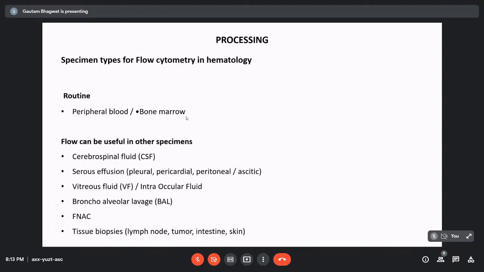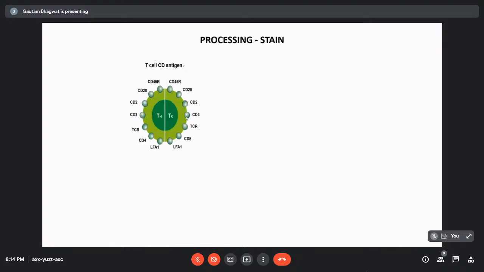The important point to note here is that tissue biopsies are solid, and therefore before putting them into any kind of process, you need to make them into a suspension or a fluid, because flow cytometry measures cells in a fluid. So tissue biopsies are teased and brought into a fluid state, and then we analyze them in a flow cytometer. What exactly in processing is stain?